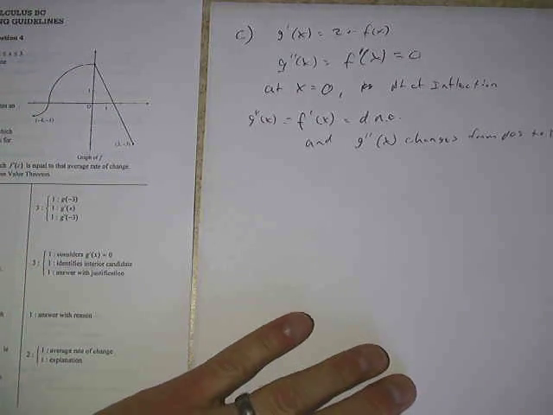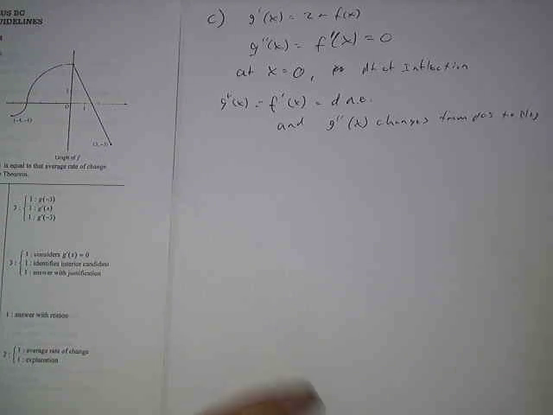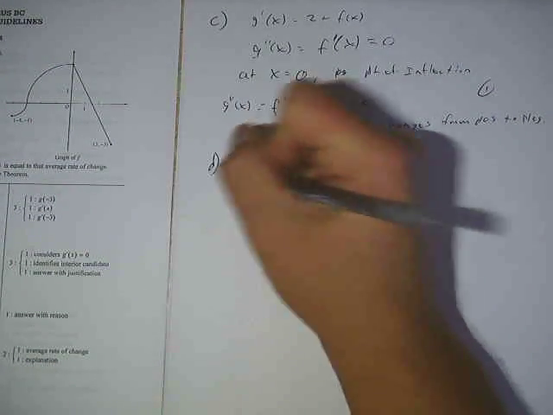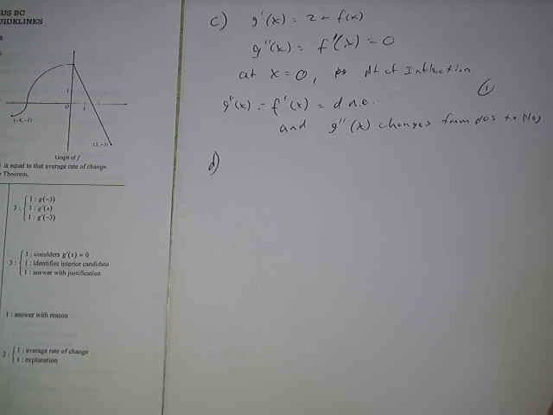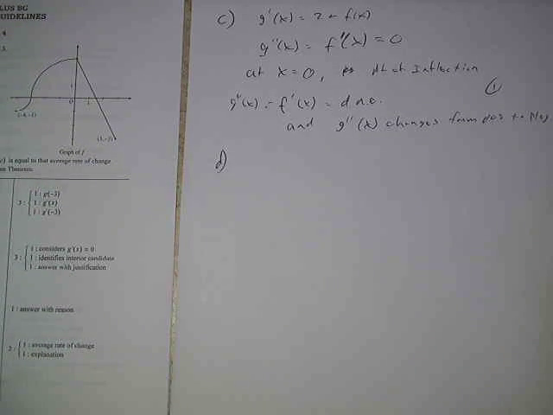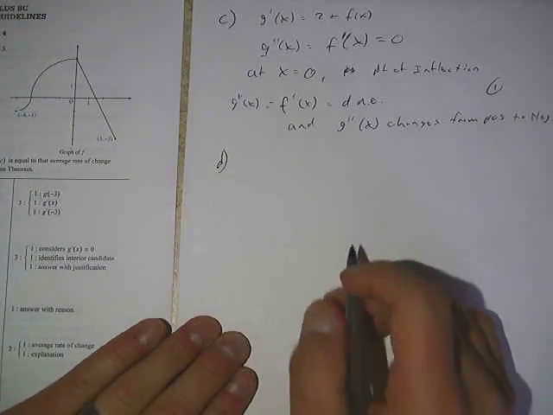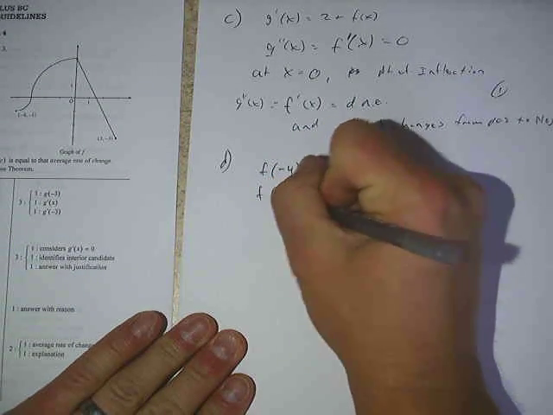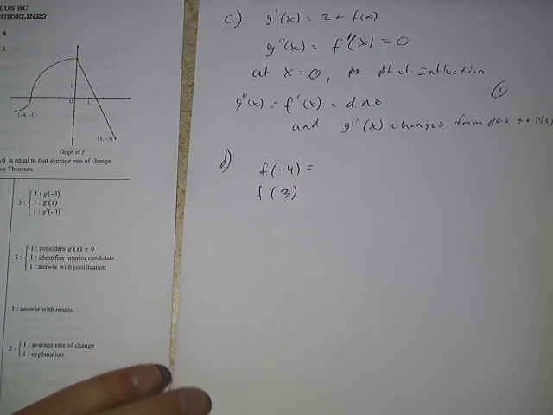Okay. And again, the justification on that is that the derivative of f, which is the second derivative of g, does not exist, and g prime x changes from positive to negative. So 1 point for that answer and reason. If you got 0 for your candidate and justified it, then you get 1 point only for that part.